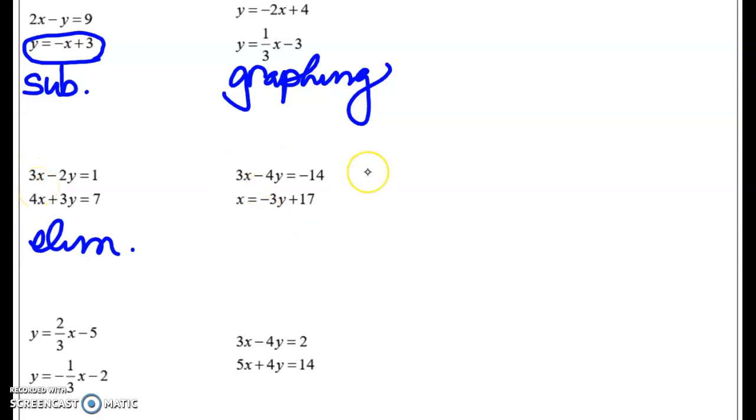Here I look at this again and I notice immediately I have one equation that has x completely by itself. So I would choose substitution for this because I already have it set up where there is a variable that's by itself.